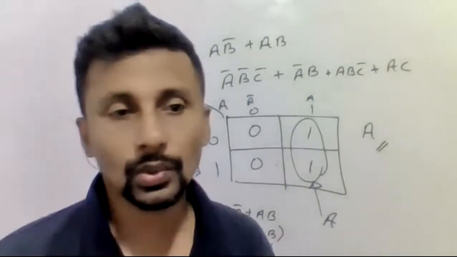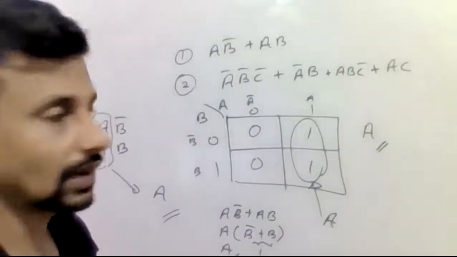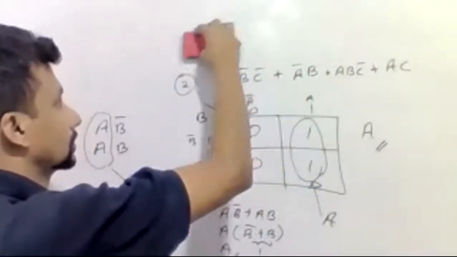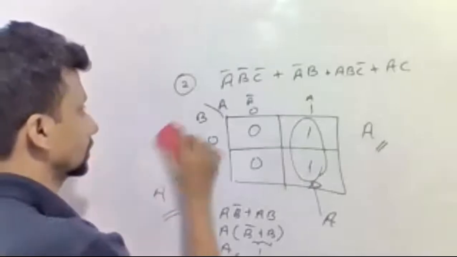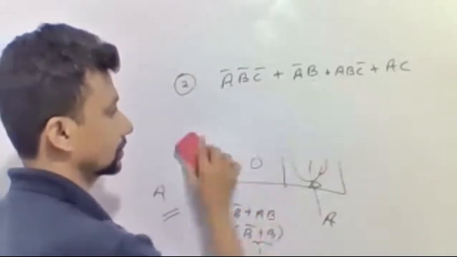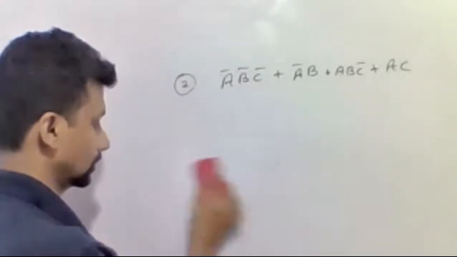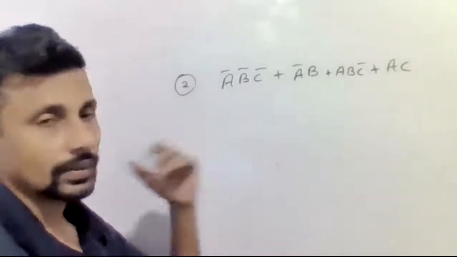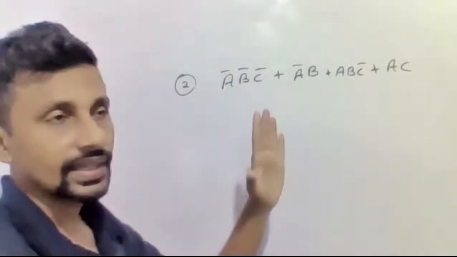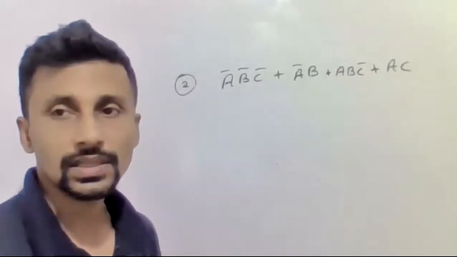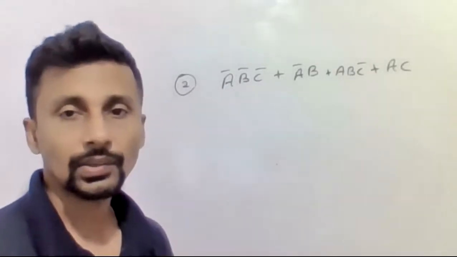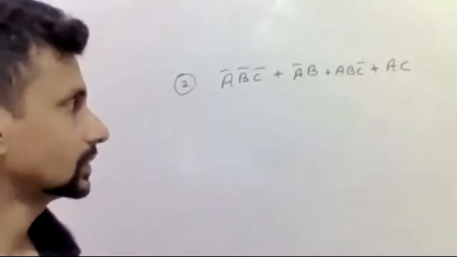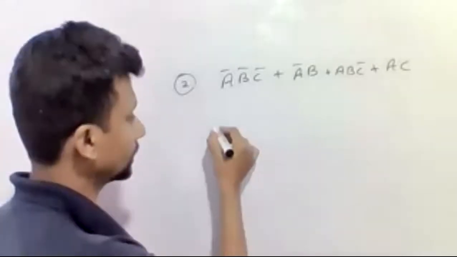Okay, we'll go to the second one. I will erase this part. Now this is the question you got, right? There are three inputs you can see, A, B, C, right? So there you have to create a K-map with 8 cells. I'll draw it like this.